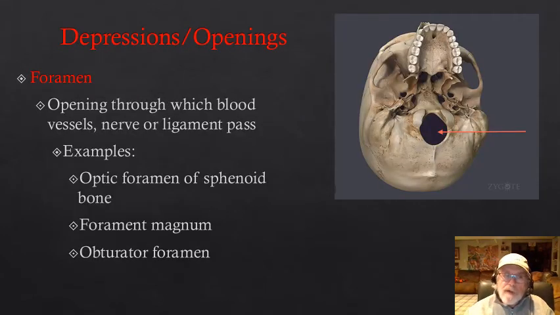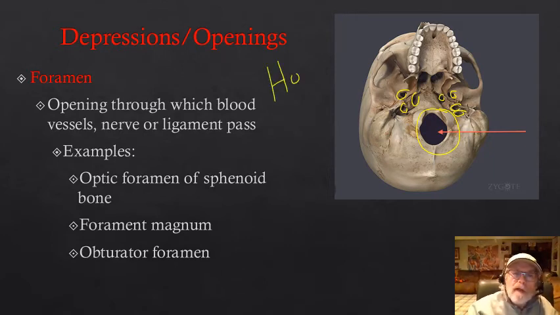A foramen. A foramen's a hole. This is the base of the skull. Look at all these. There's a foramen there, a foramen there, a foramen there. There's actually one that's for the jugular vein. All these little foramen, carotid arteries and stuff like that, are all going through that. So a foramen means a hole.